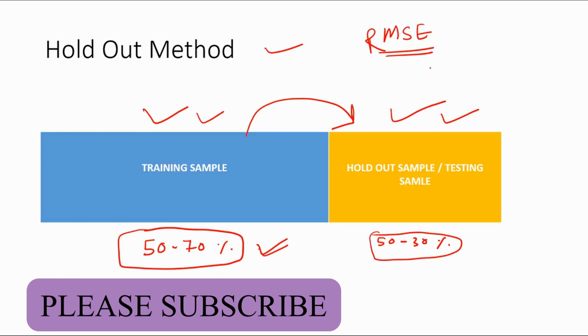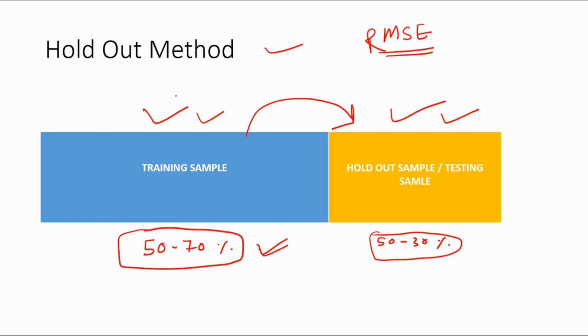One disadvantage of using holdout method is that it is prone to sample bias, because you do not actually decide which observations are going to be in the training sample and which observations are going to be in the holdout sample. You do it randomly. You just do a random sampling in finding out which data point is going to be in the training sample and which data point is going to be in the holdout sample.